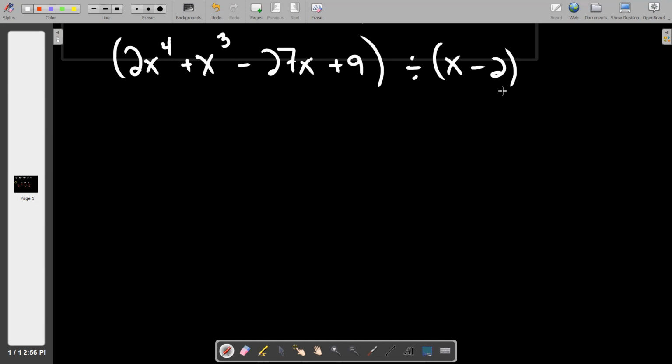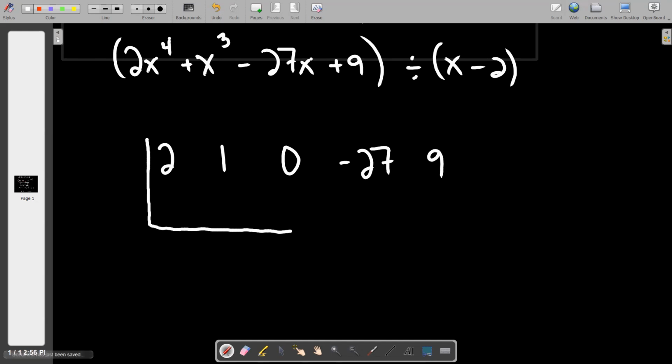We got to line out our numbers. So what are they going to be going across the top? Yep. Good job. Nice job, James. Good job catching that. And so this one had a 0 in the middle, but I still have to fill it. And then what's going to be the number that I put on the outside? Positive 2. Very good.